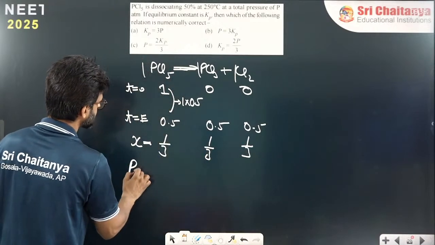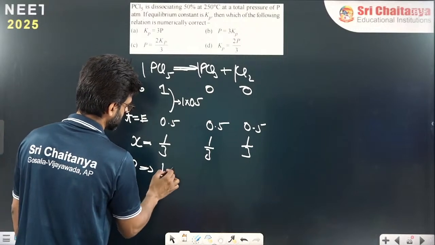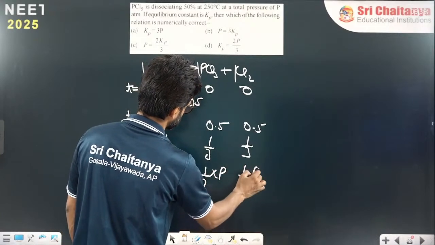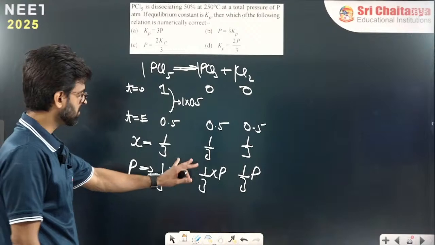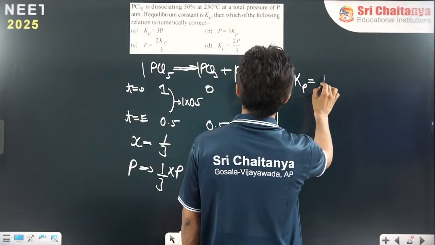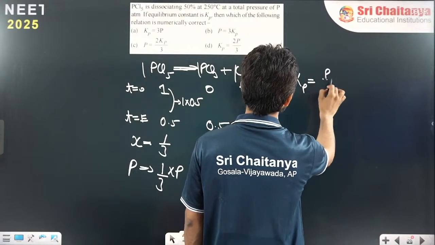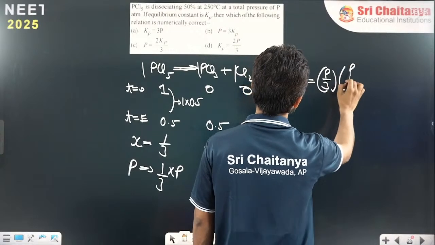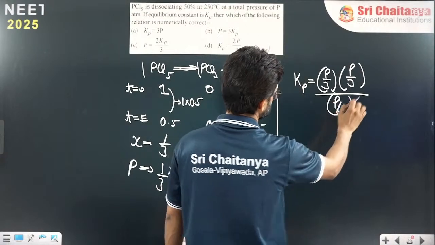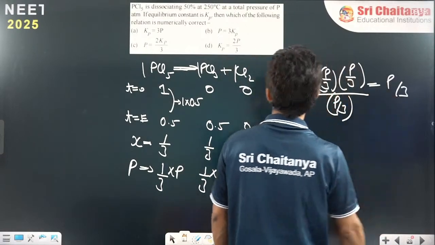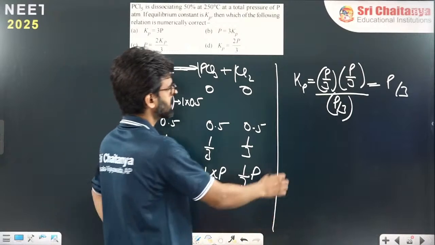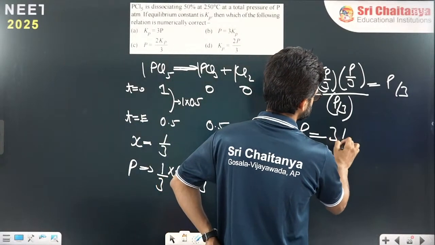And the partial pressure, if I ask here, it's mole fraction into total pressure. Dalton's law of partial pressure, right? Now you have all the values of partial pressure. You can just apply here the Kp expression. What is the Kp expression? Pressure of PCl3 into pressure of Cl2 divided by pressure of PCl5, that is P by 3. So from here we get the P by 3, right? What is the point? So you can say that from here P equals to what? 3 Kp, right? This one.